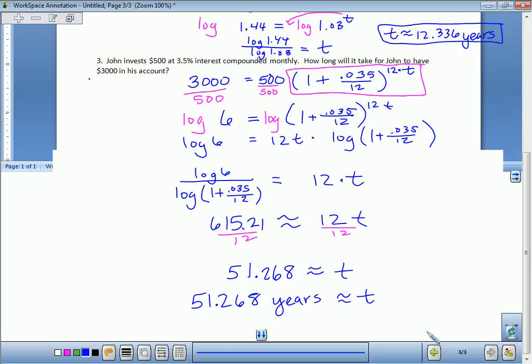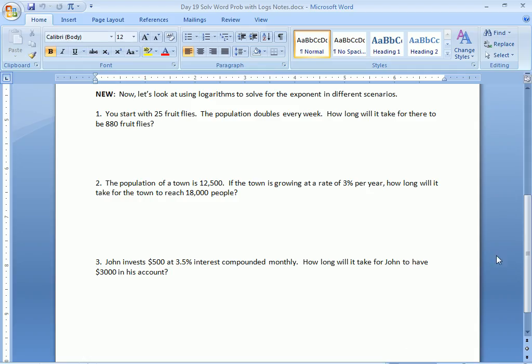Want to talk about a formula that's on the back of your worksheet too? Here.